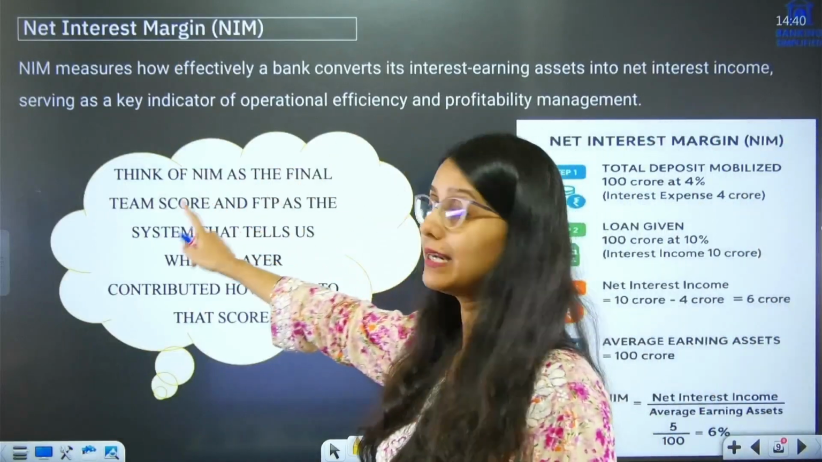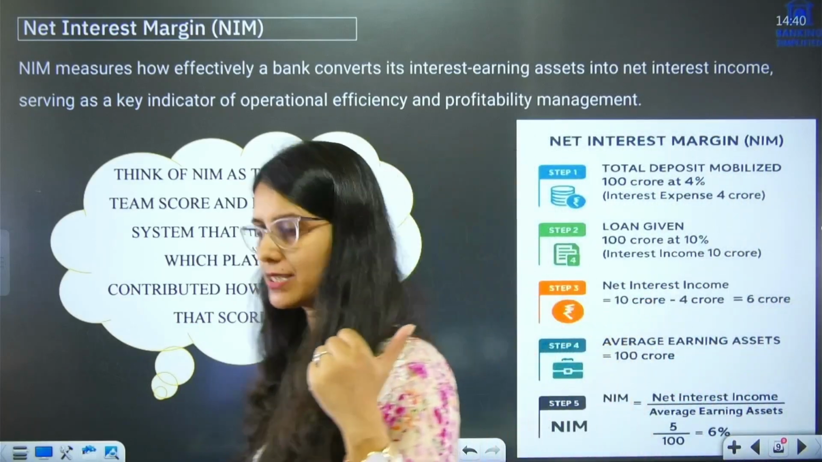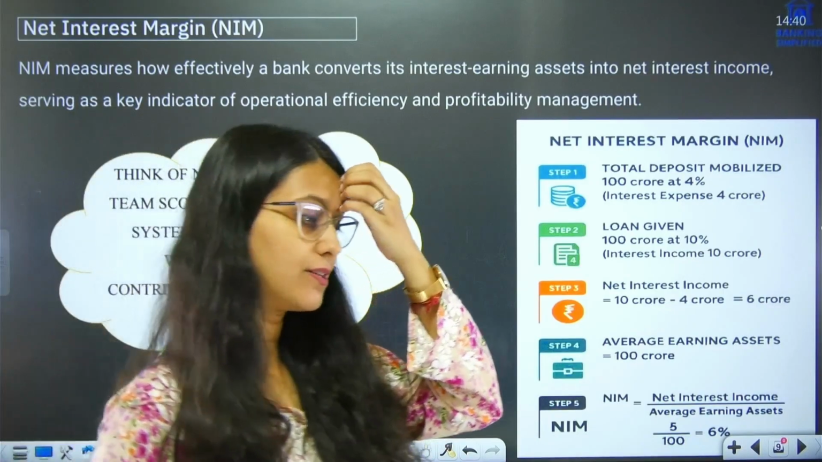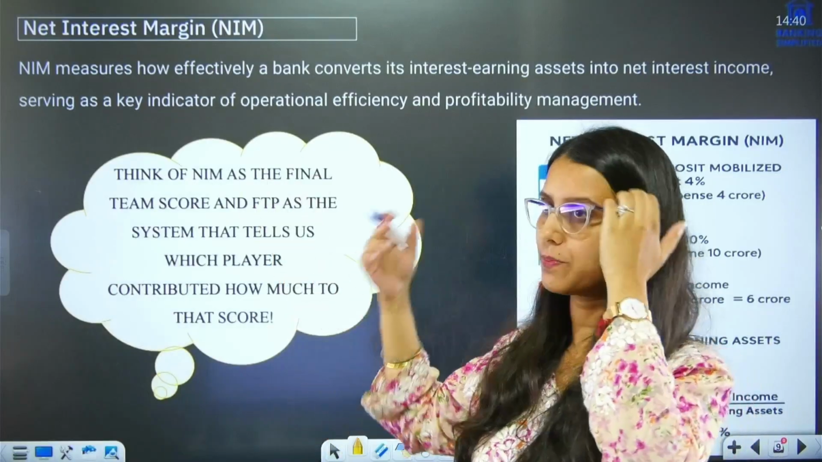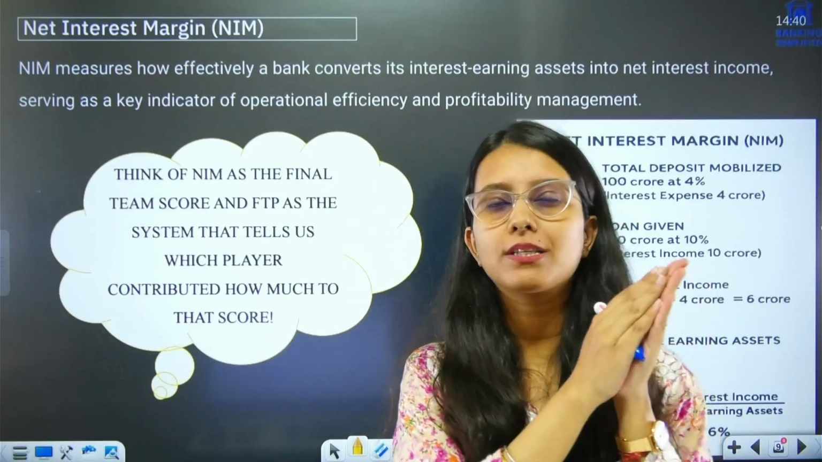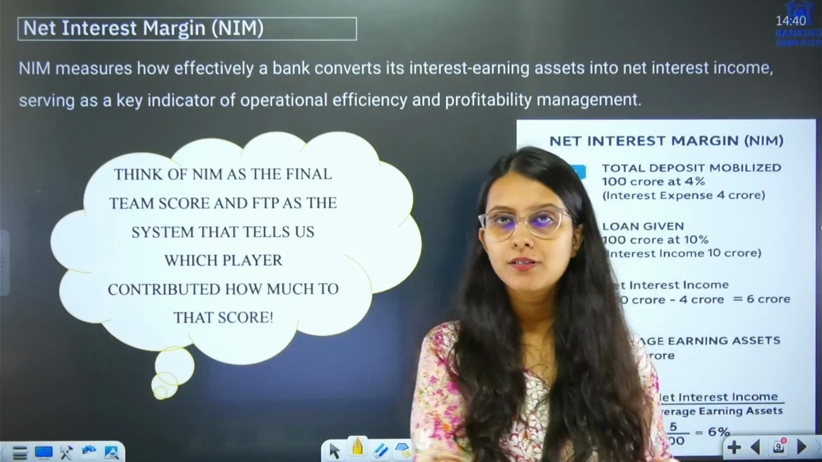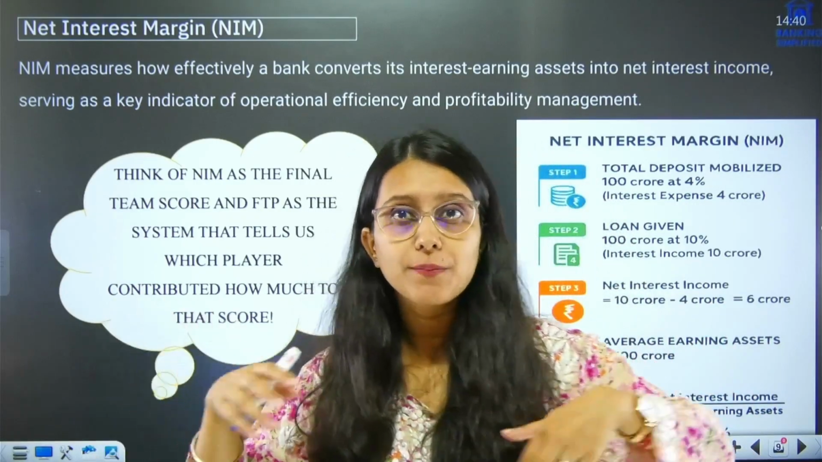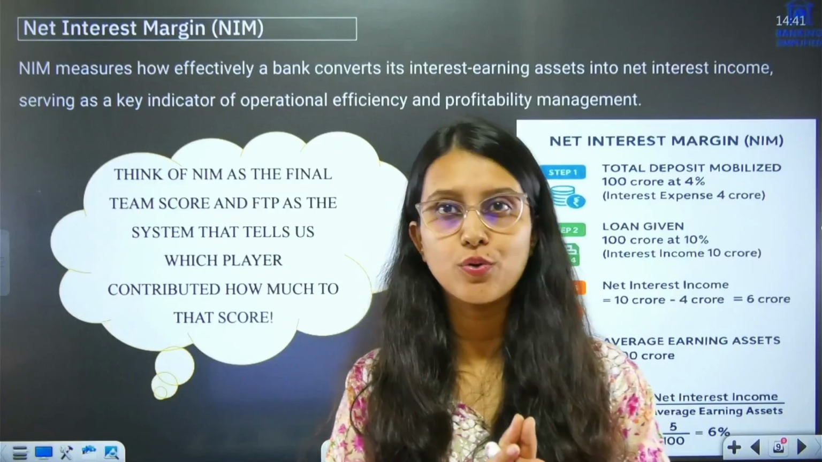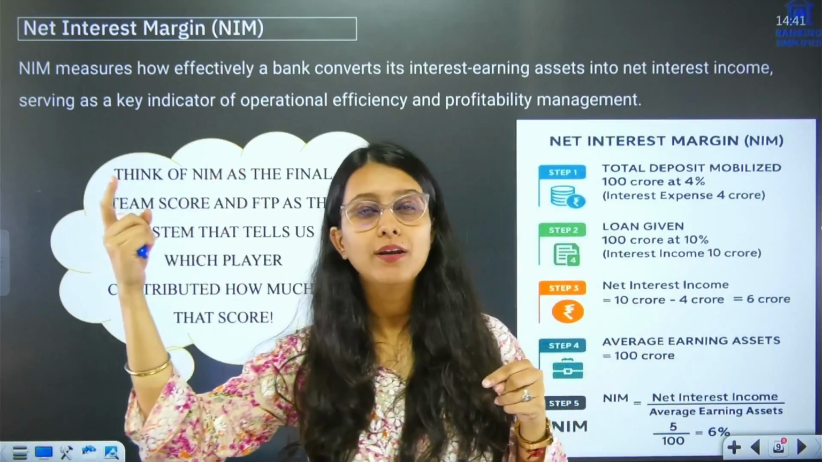So that is what I told you. NIM is what? It is the final team score. The cricket match that we had just seen, where we had talked about the 3 lines of defense. If you go back to that slide, it is basically the team score. In cricket, supposing the entire team has scored 200, but Sachin's score is different, Virat Kohli's score is different. So different players score differently, and in total, it is the team's score. And that team score is what makes the team win or lose.